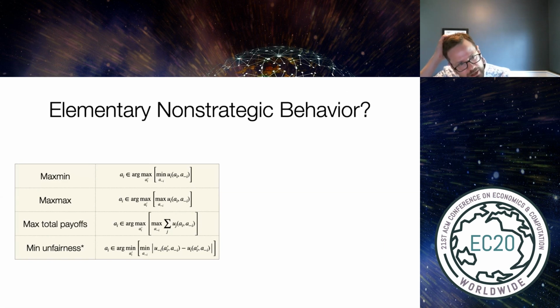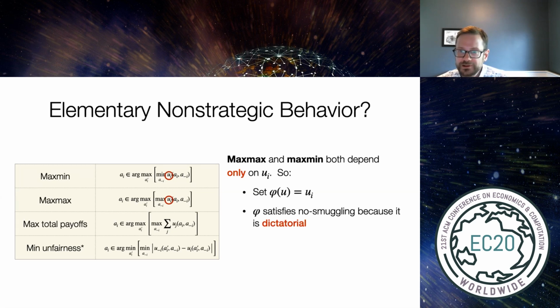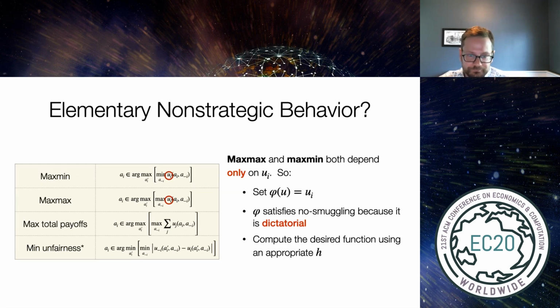So now we can check on our original candidate level 0 actions that we were unsure about. And we can ask ourselves, do these satisfy the elementary behavioral model definition? As we already remarked, max and maxmin only depend on the utility for a single agent. So I can set my little phi to just say, I'm going to look at just the utility of that agent, and skip everything else. We know that little phi satisfies no smuggling because it's dictatorial. And so then I can just use the h on those inputs and calculate my distribution as desired. So great, those are indeed elementary functions.